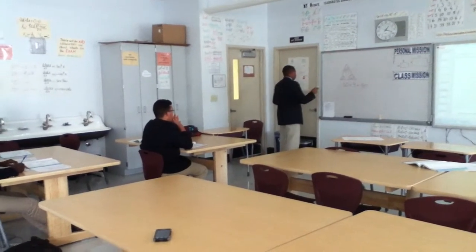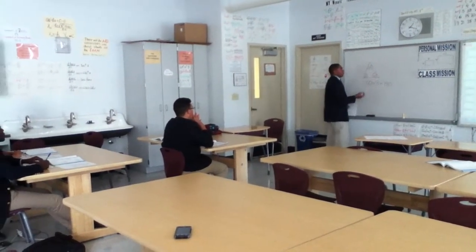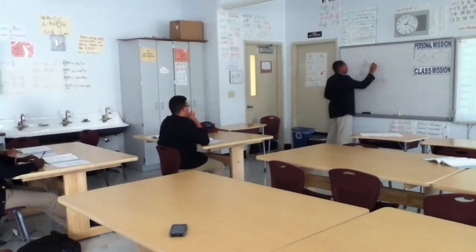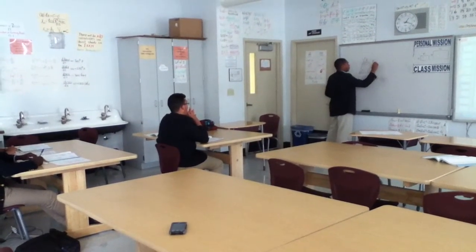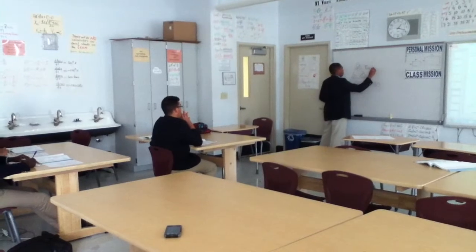Now, this is an example of an equilateral triangle, because an equilateral triangle is a triangle that has all three sides equal, and all three angles are equal.